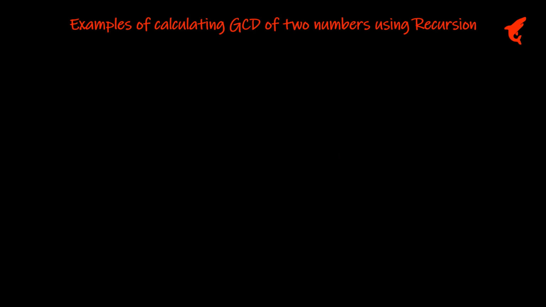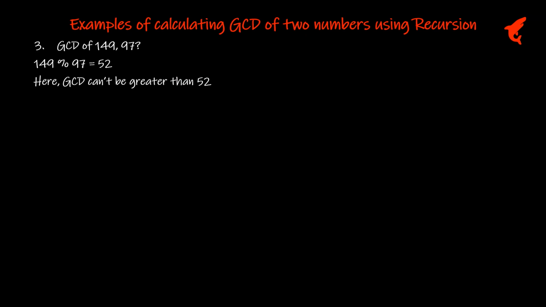Let's take one more example to cement our understanding of this particular concept. Let's take the two numbers 149 and 97, right? And we use the formula which we applied earlier, 149 modulus 97, to identify the difference between these two, and the result is 52, right? And so here also GCD cannot be greater than 52, and to find the GCD of 149 and 97 we have to find GCD of 97 and 52. This is what we are concluding from what we have seen in the previous examples, right?